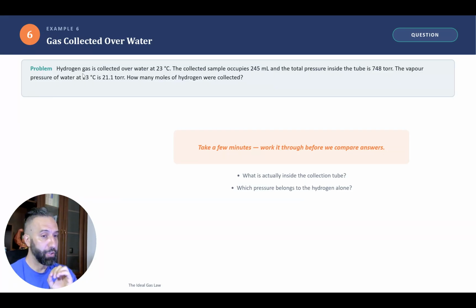Okay, this one is a bit cheeky. Hydrogen gas is collected over water at 22 degrees Celsius. The sample collected occupies 245 milliliters, and the total pressure inside is 248 torr. The vapor pressure of water is 21.1 torr. How many moles of hydrogen were collected?